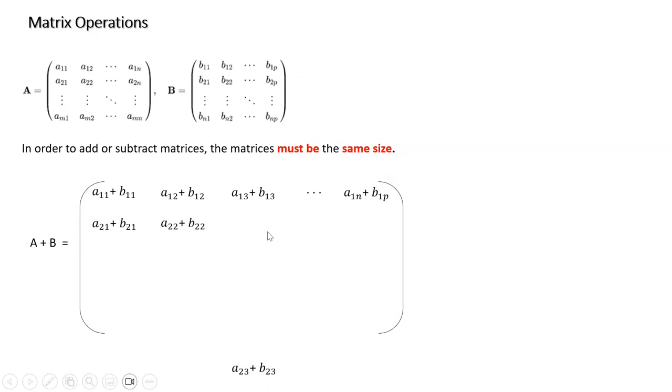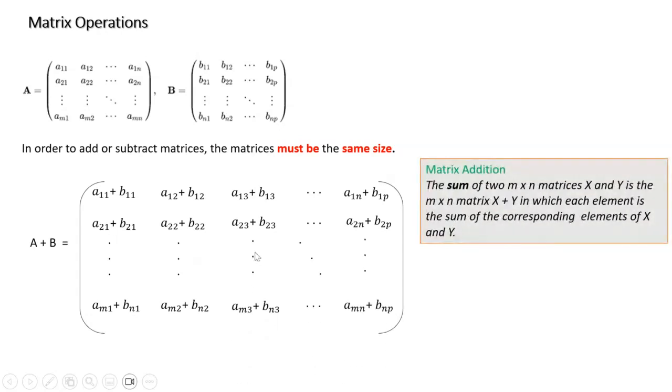Right? You just keep going. Now this is the second row, first column on the A matrix plus the second row, first column on the B matrix. Okay. And you keep going all the way till you finish all the rows and the columns. Okay. Now this is a definition here.